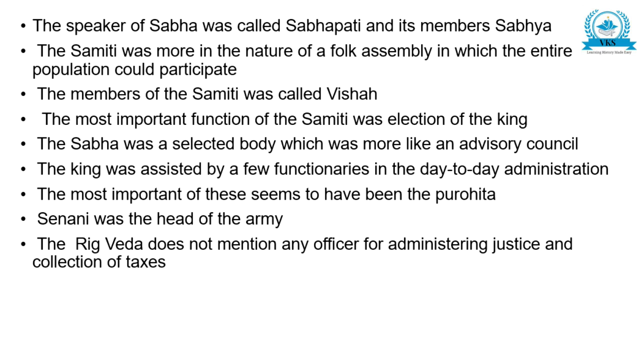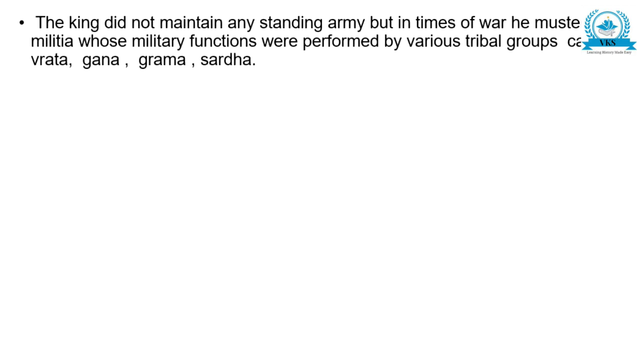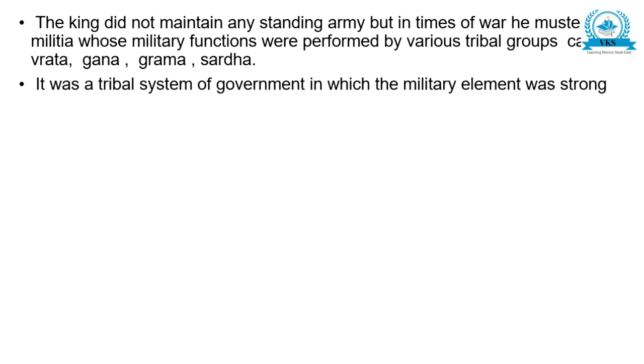The Rig Veda does not mention any officer for administering justice and collection of taxes. Spies were employed to keep an eye on the anti-social activities. The king did not maintain any standing army, but in times of war, he mustered a militia whose military functions were performed by various tribal groups called Vrata, Gana, Grama, Sarda. It was a tribal system of government in which the military element was strong.